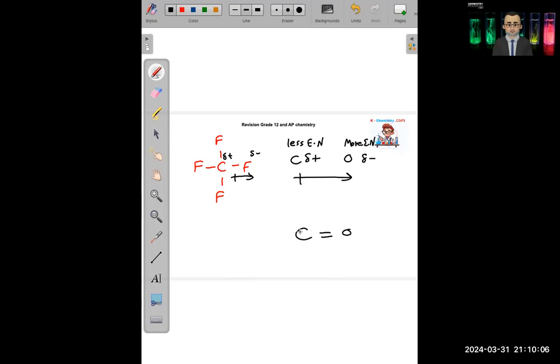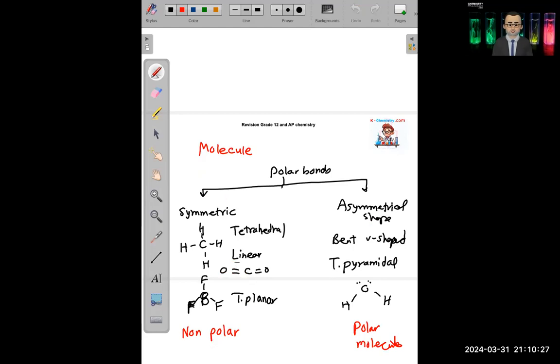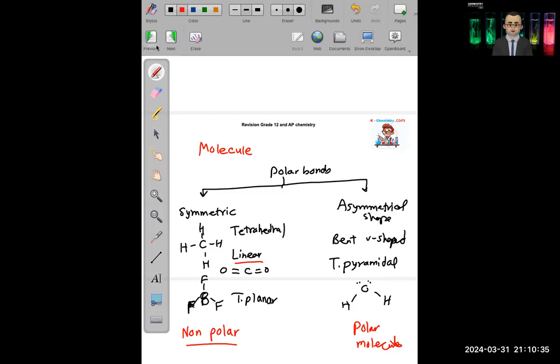If I look at a molecule like carbon dioxide, this is a polar bond because there is a difference between the carbon and oxygen electronegativity, and this one is also polar because there is a difference in electronegativity, but this polarity cancels out. So is this a dipole? Yes, it is. But because this is a linear shape, as we have explained, the polarity cancels each other. So the total molecule itself is non-polar. The bond is polar, but the total molecule is non-polar.